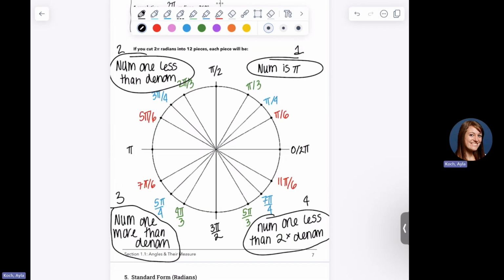All right, so that is radian measurement. Those are the special radian angles. In our next video, we'll talk about how to draw radians in standard form. I'll see you in the next video.